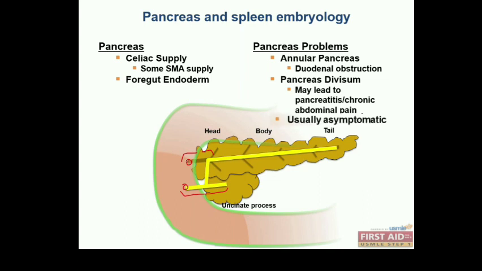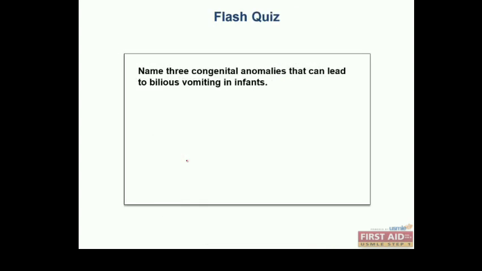Alright guys, now that I've got you armed with all the knowledge you'll need for GI embryo, let's wrap this up with a flash quiz. So, here's a good one to wrap up this section. Name 3 congenital anomalies that can lead to bilious vomiting in infants. Go ahead and pause the video if you need some time to think.